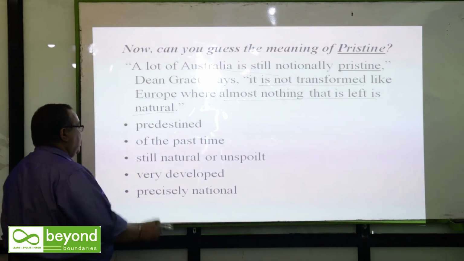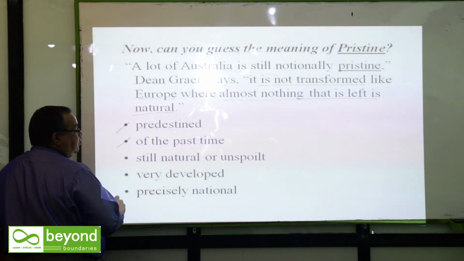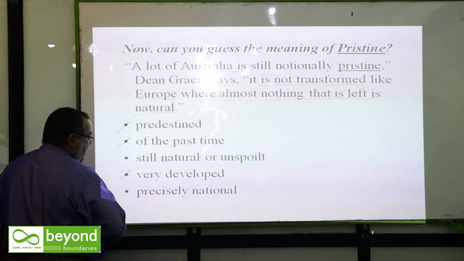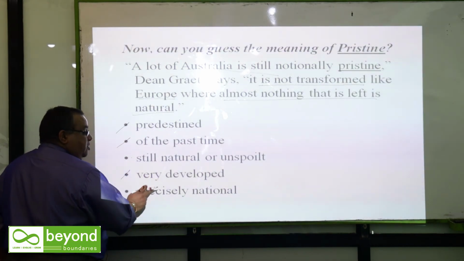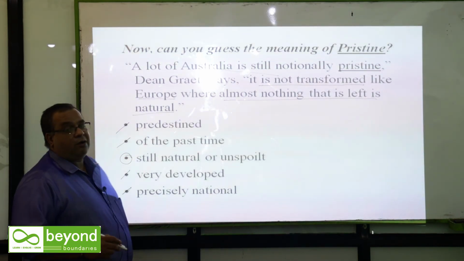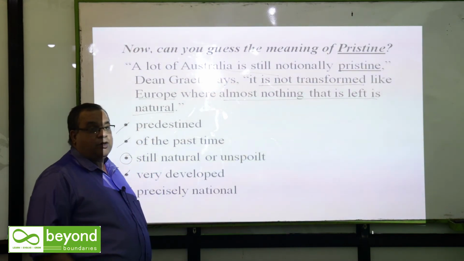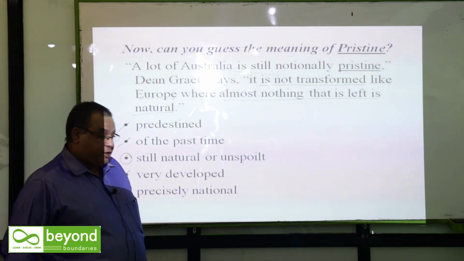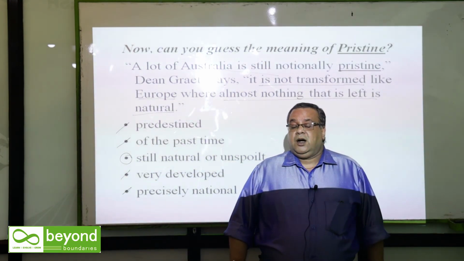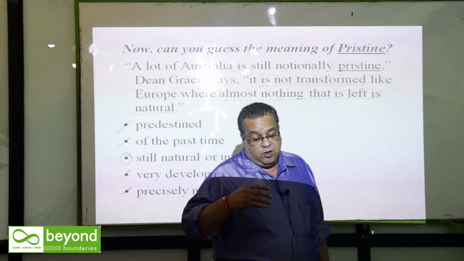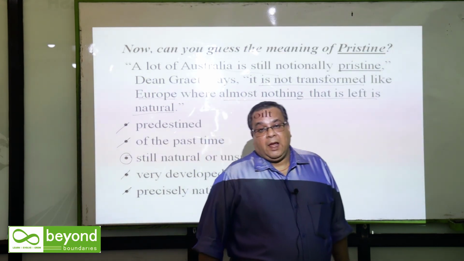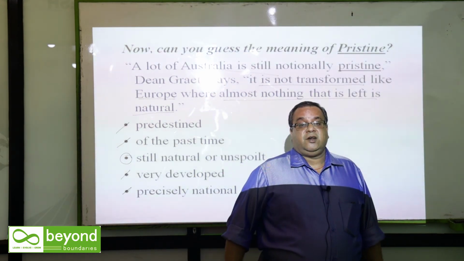So predestined, out. Of the past time, out. Still natural or unspoiled, retain. Don't jump to your conclusions. Very developed, out, because for that you'll have to destroy nature. Precisely national, nothing to do with it. So your answer is still natural or unspoiled. This is how you solve vocabulary in context questions. Remember, the question type itself is called vocabulary in context. If you haven't looked up an SAT book yet, or you haven't visited collegeboard.com, do visit, check out the question types and get back to us for any further questions that you might have.